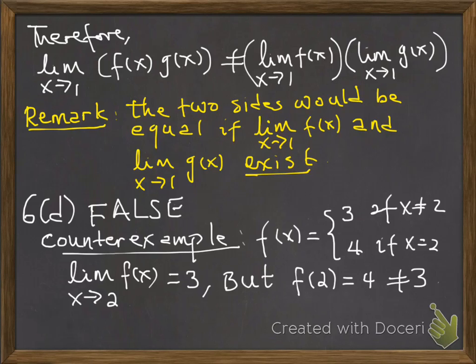Number 6 says, if the limit of this is 3, can you conclude f of 2 is 3? Not necessarily. f of 2 can be anything, or it may not even be defined. A good counterexample may be like this. Of course, there are several counterexamples we can give. f of x is 3 everywhere except at 2, and at 2, f of x is 4. So the limit of f of x as x approaches 2 is 3, but the value of the function at 2 is 4, different from 3. So the statement is false, and this is a counterexample.